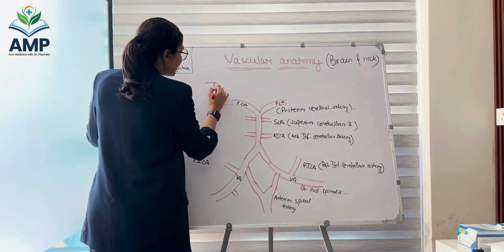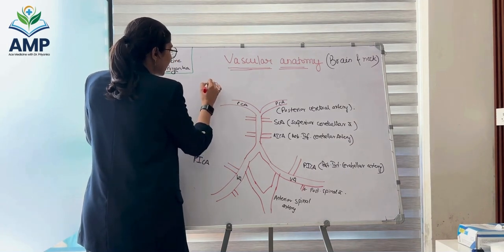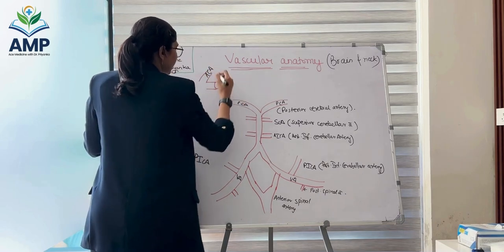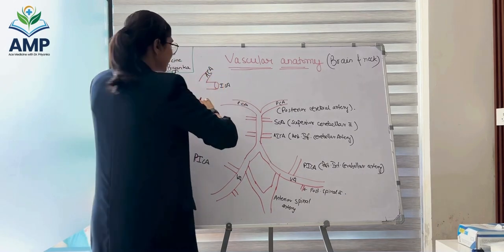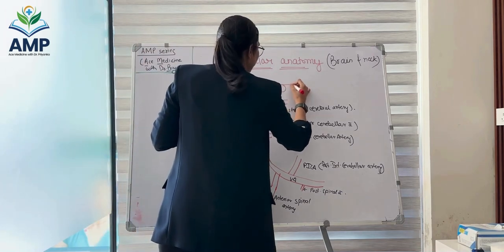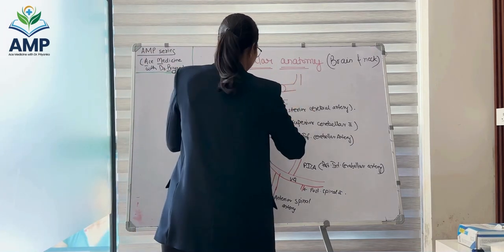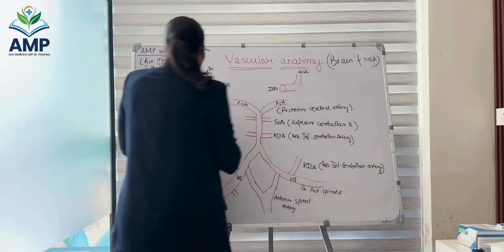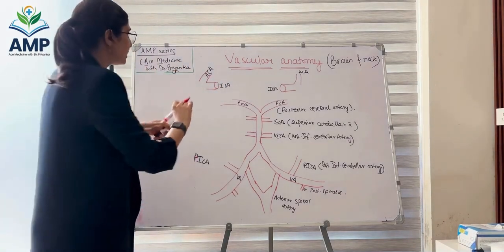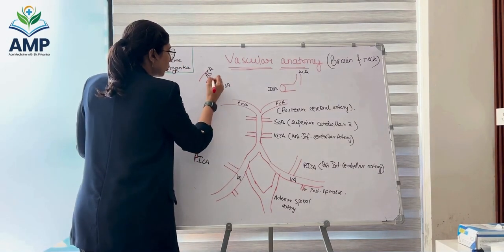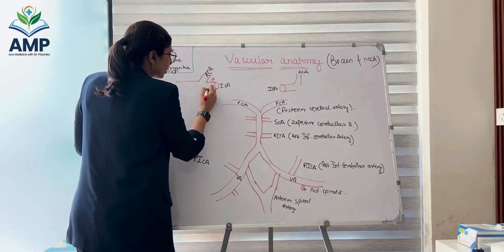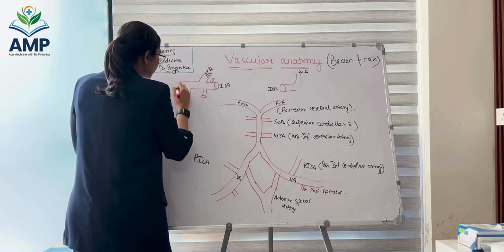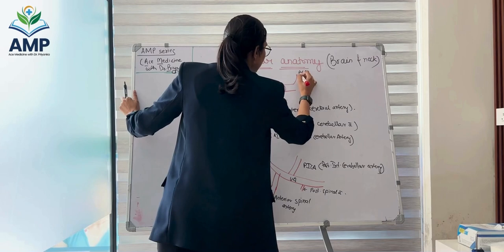So if this is the ICA trunk, it will give rise to an ACA, that is the anterior cerebral artery. This is our ACA on both sides. Let me draw it on both sides for you. Right, so this is the ICA and this is the ACA. Before dividing into ACA and MCA, the ICA also gives rise to, there is a mnemonic for this, and the mnemonic is, let me draw this.